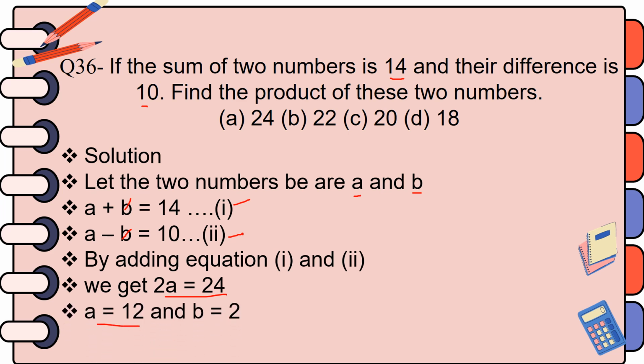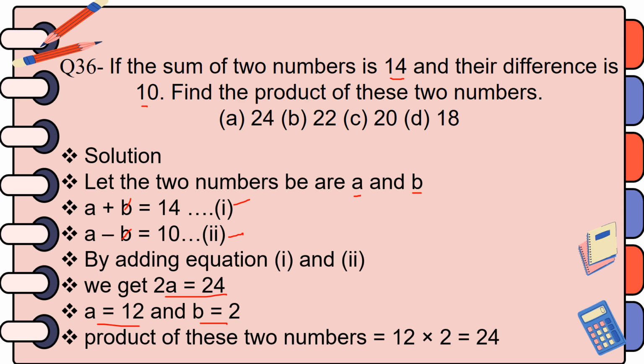A is 12. When A is 12, substitute the value of A either on equation 1 or on equation 2. Then B is equal to, say, 2. So A is 12 and B is 2. So what is the product of the two numbers? That means multiply the two numbers and you get a value which is equal to 24. So you get an answer for this question, choice B.